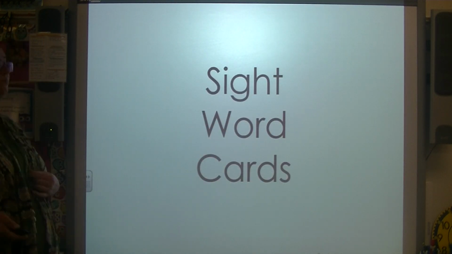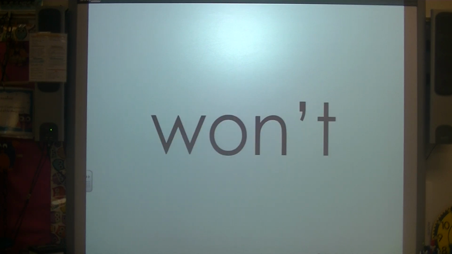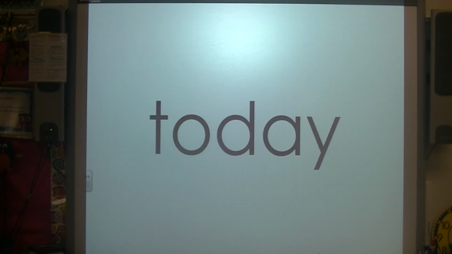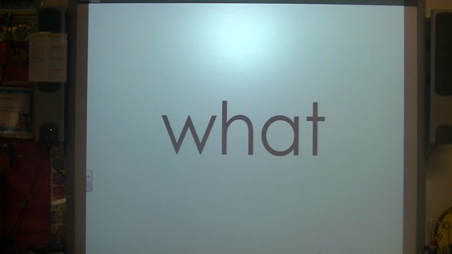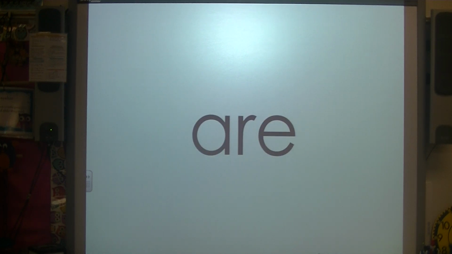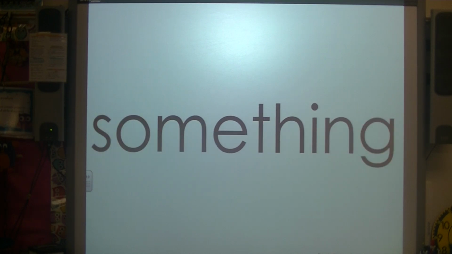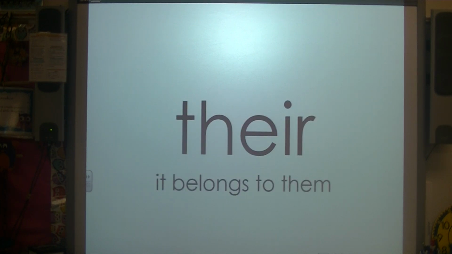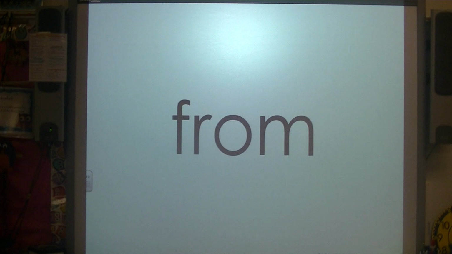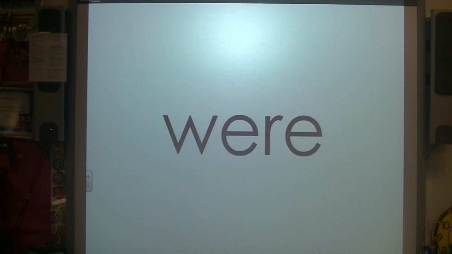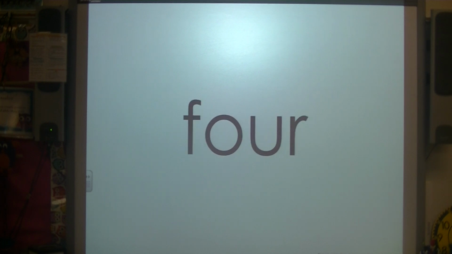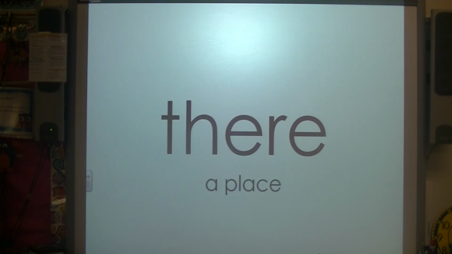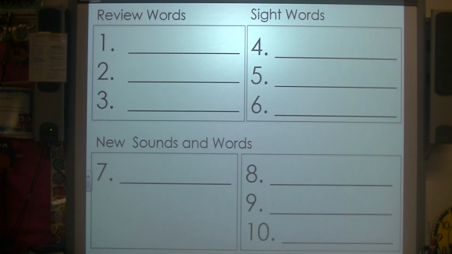All right, sight word cards. Read these the fast way. Love, won't, your, could, don't, today, said, what, have, are, would, something, they, should, of, there, it belongs to them, from, some, were, you, for, who, come, there, a place, where.